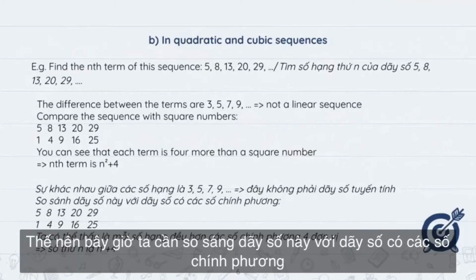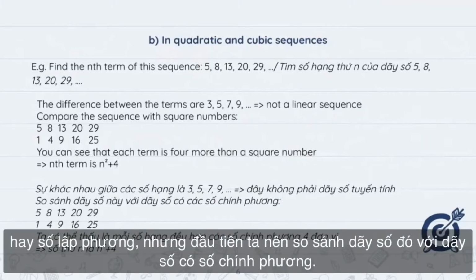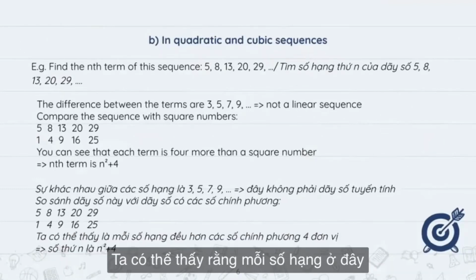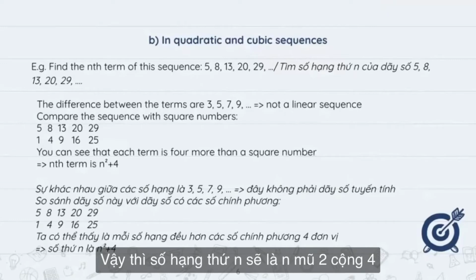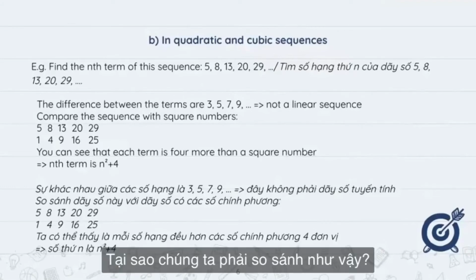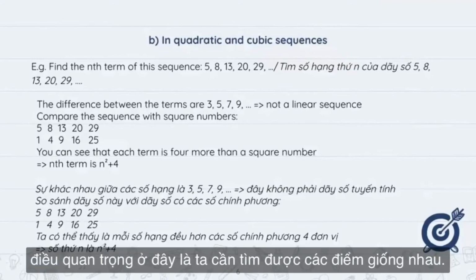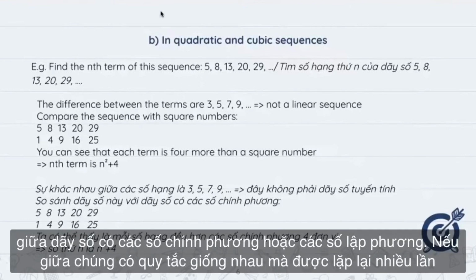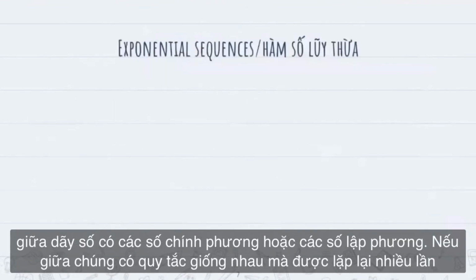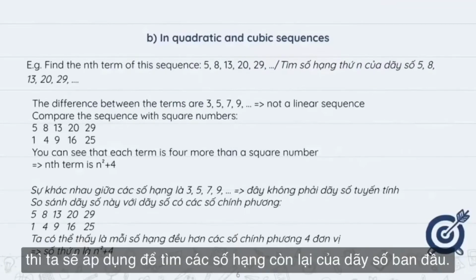So now you need to compare the sequence with square numbers or cubic numbers. Firstly, you're going to compare it with the square number sequence. You can see here that each term is 4 more than a square number. So the nth term is n squared plus 4. It is the same for cubic numbers. So why do we need to compare it? Because the point here is to find the same rule. You need to find the similarities between the given sequence and the square number sequence or the cubic number sequence, and see if they apply to all of the terms in that sequence.